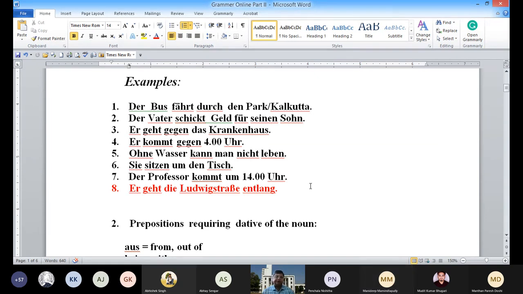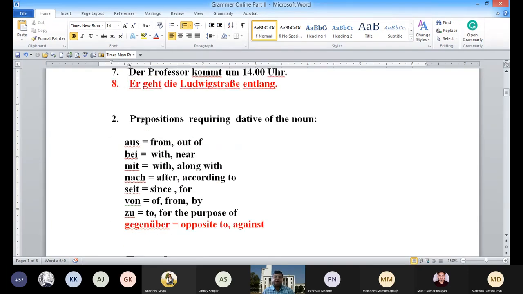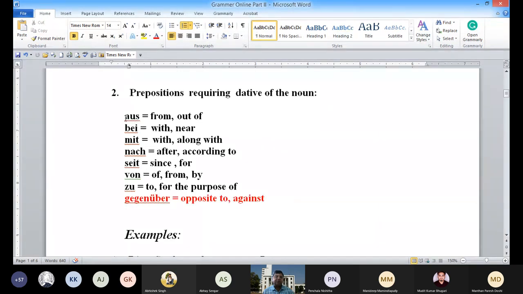Yes, sir. Okay. Now the second part is prepositions requiring dative of the noun, meaning always dem, der, dem, etc. These are the prepositions which will always require dative. What are the prepositions? Aus means from or out of. Bei means with or near. Mit means with or along with. Nach means after or according to. Seit means since or for. Von means of or from, or sometimes by. Zu means to or for the purpose of. And the last one is gegenüber. The meaning is opposite to or against.